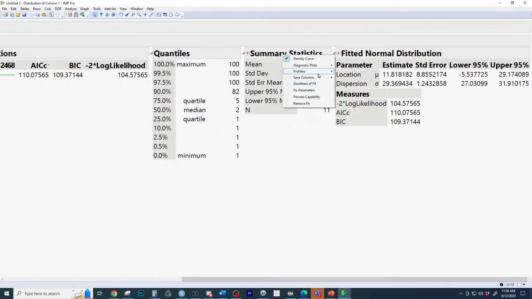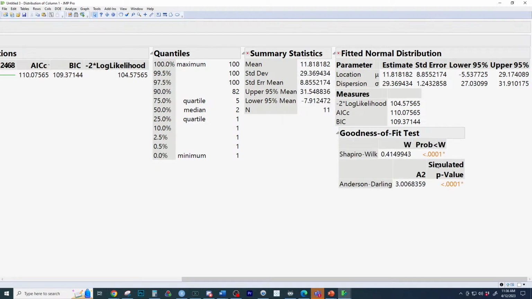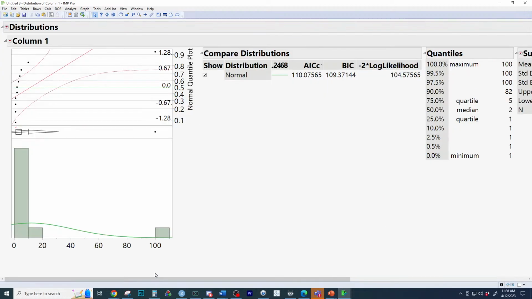So we go over here and we go to goodness of fit. And it says, we reject the null that it's normal. So this low p-value on a goodness of fit test, low p-value always means reject the null, p-value less than 0.05. If we have a low p-value, we reject the null, and the null was that the distribution is normal. So we reject the null that the distribution is normal, and we have evidence it's not normal.